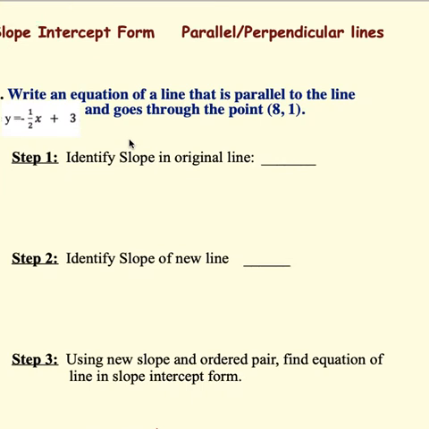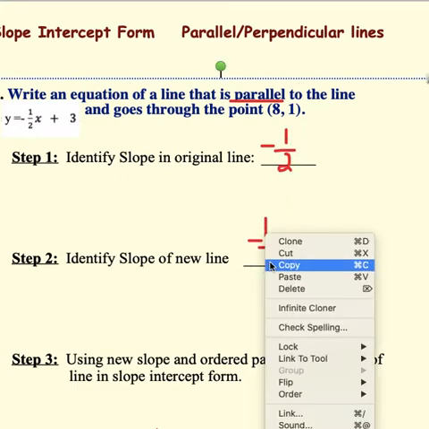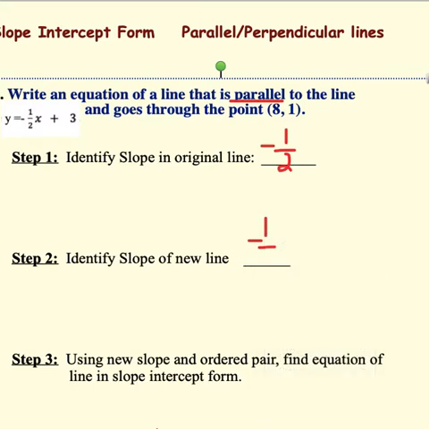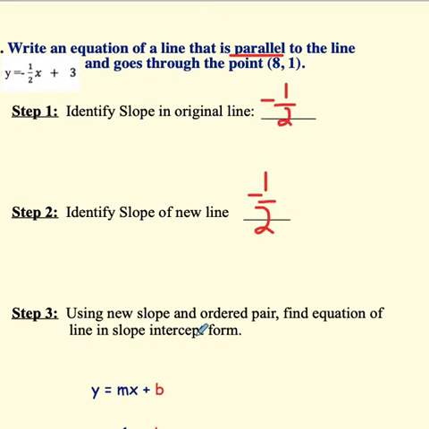With the parallel, this one's going to have a fraction. And if you notice, it says parallel, so it's going to be the same. My original slope is a negative 1/2. My line that is parallel to it is also going to have a slope of negative 1/2. And then I'm going to have to do my equation.